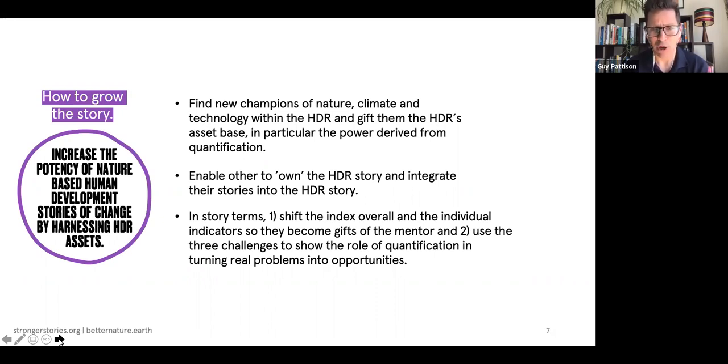And that will enable other people to help own the story, but also for their stories to become part of yours. And so really what we want to do is shift the index so that it becomes one of the gifts of the mentor, which is the role that HDR plays, and then actually turn the challenges, the real meat of the story, into opportunities where you're showing how quantification can turn real problems into solutions.